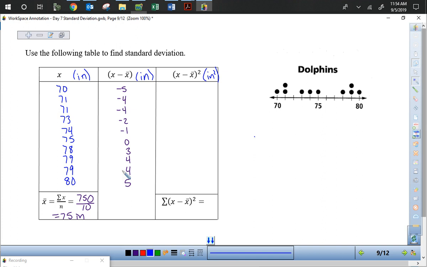When we talk about distance measures, we usually think about their magnitude or their size without direction, so no negatives. So that's what the next column does for us, is we're going to square our deviations here so that we can get rid of those negatives. That way stuff doesn't cancel out. Okay, so 25, 16, 16, 4, 1, 0, 9, 16, 16, and 25.